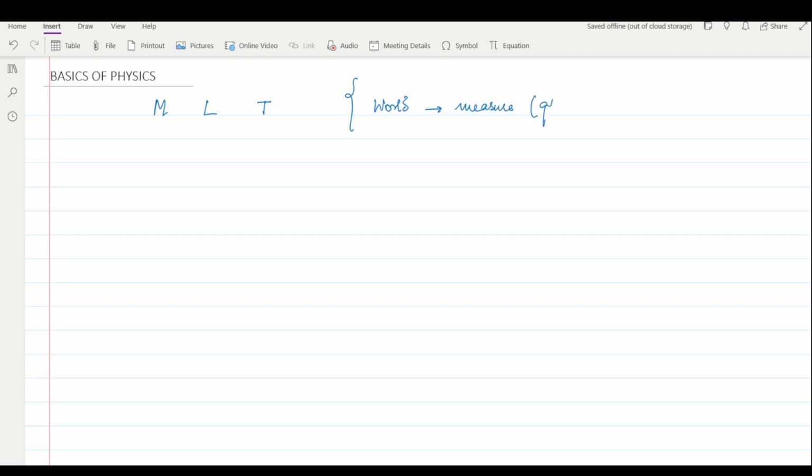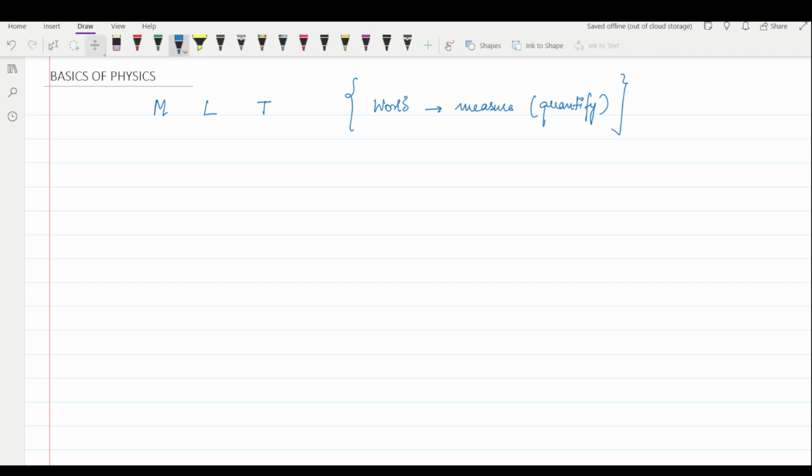or we can quantify the maximum amount of things with these three parameters. And these three stand for M for mass, L for length, and T for time. So this is what it is. And this mass, length, and time can be measured.